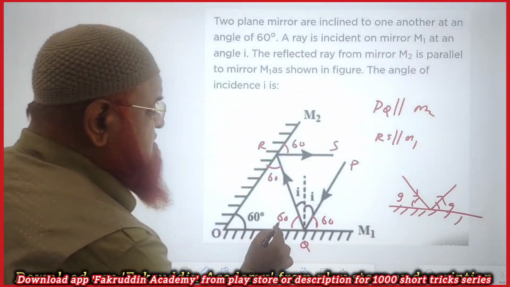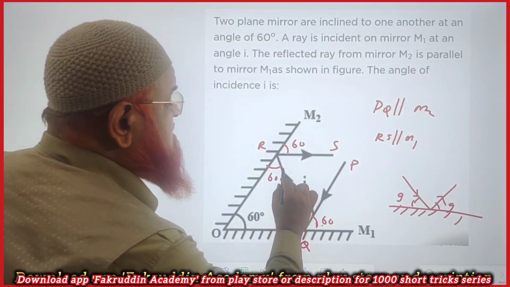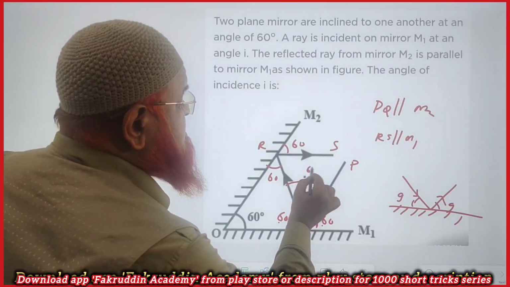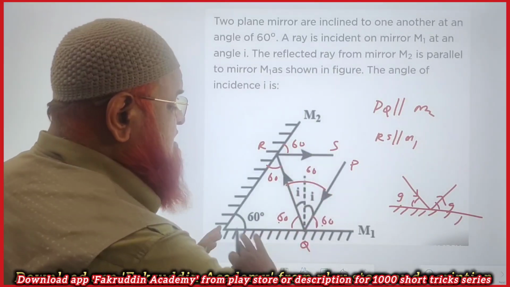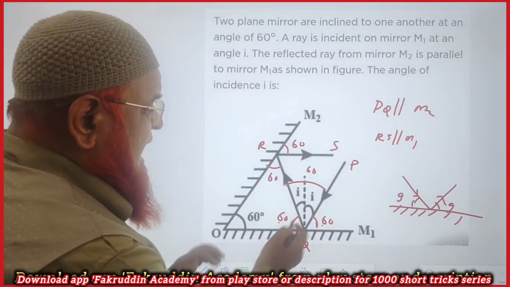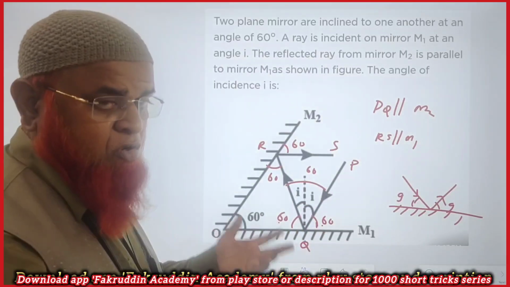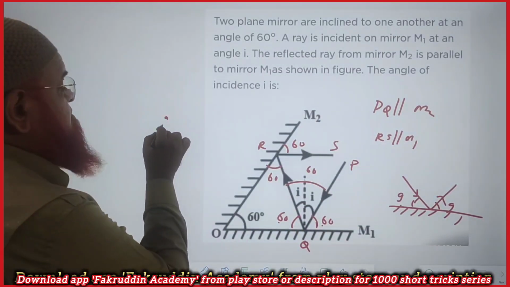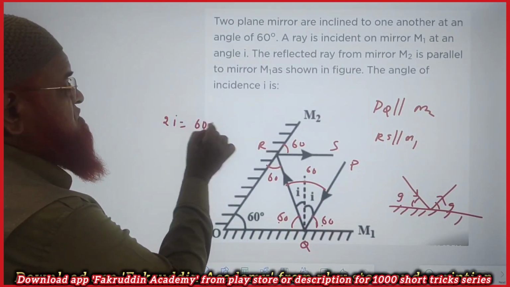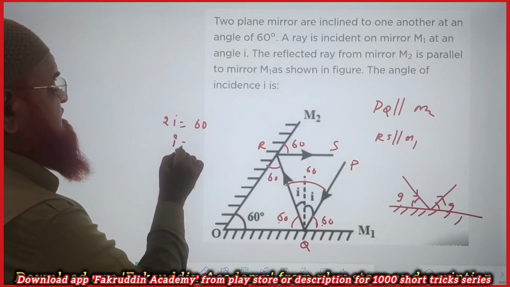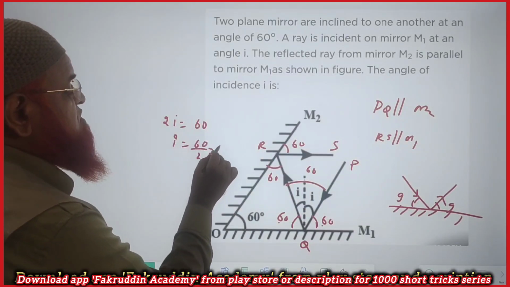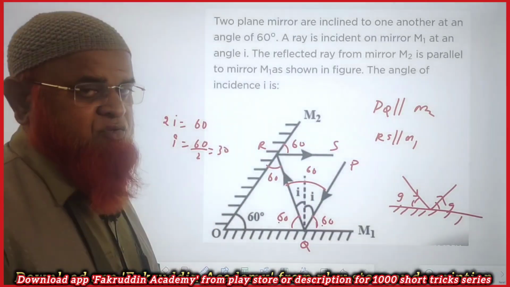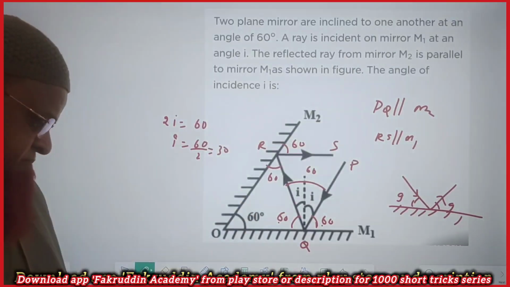Okay. This is 60 and this is 60, so combined these make 60 degrees, because 60 plus 60 plus 60 is 180. And the angle of incidence and angle of reflection are the same. That means 2i is equal to 60 here. That means i is equal to 60 by 2, which is 30 degrees. So this is also the same type of model.